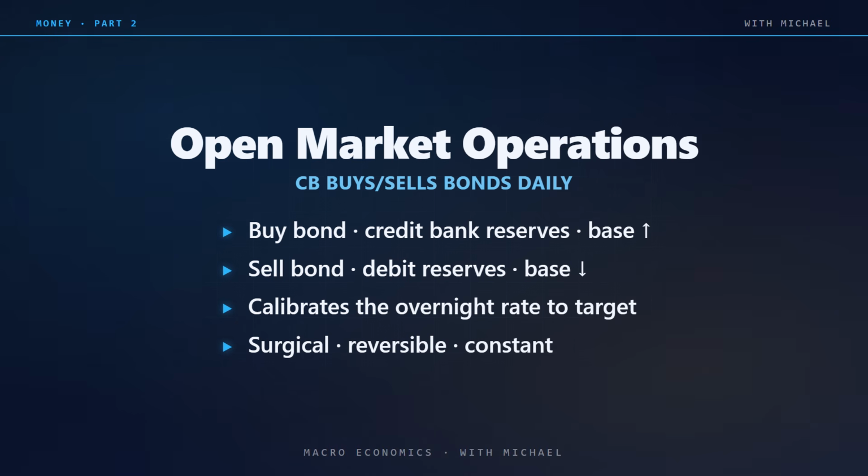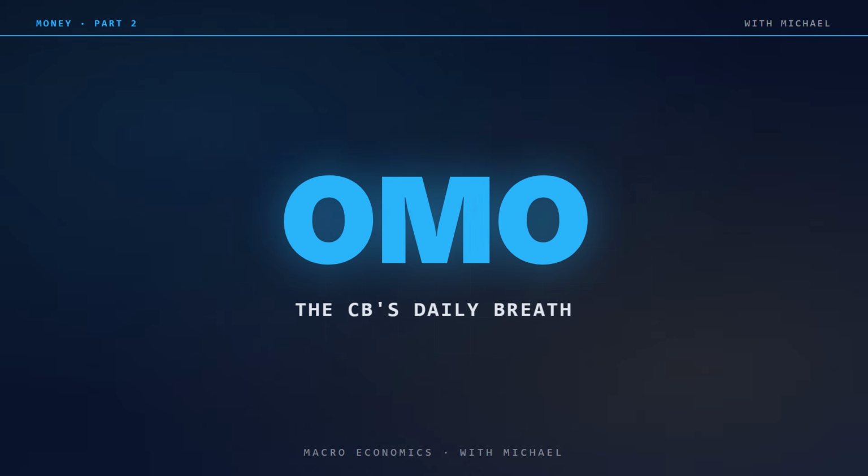By calibrating purchases and sales every day, the central bank steers the overall supply of reserves and therefore the overnight interest rate to its target. This is how the policy rate is actually implemented in practice. Open market operations are surgical, reversible, and constant. They are the central bank's daily breath.